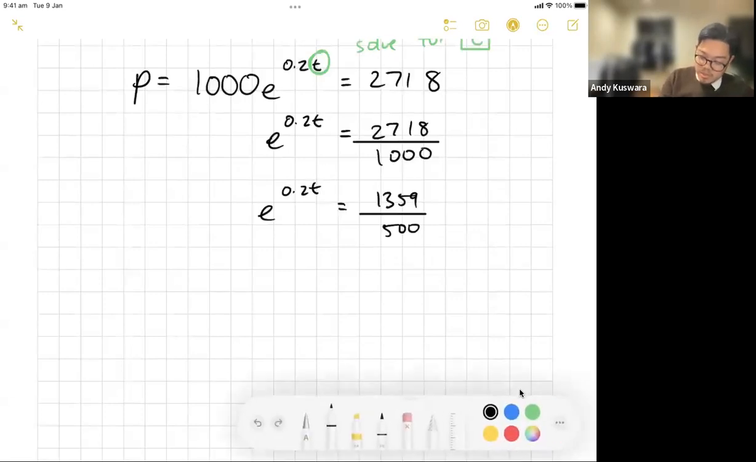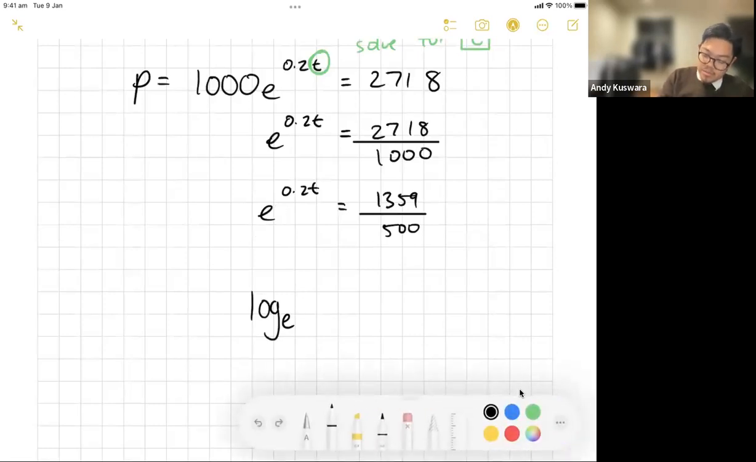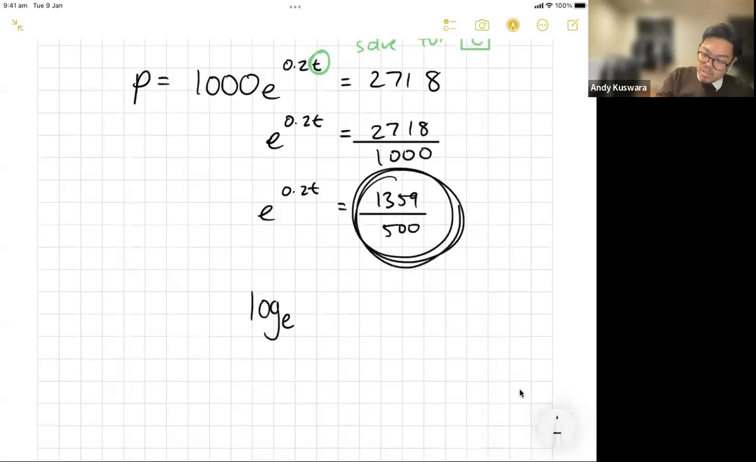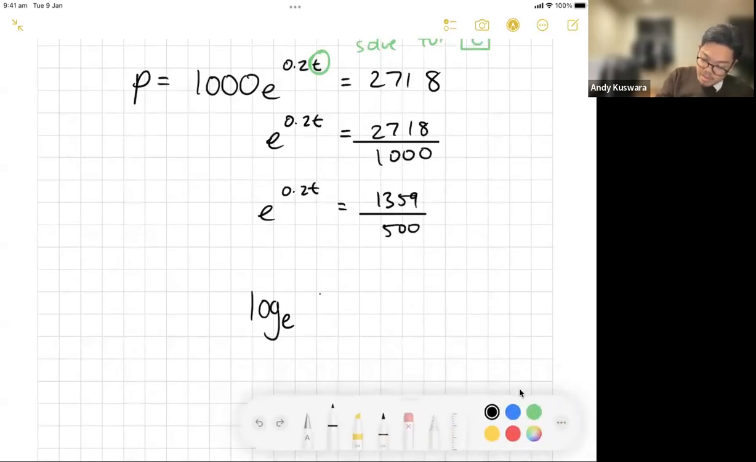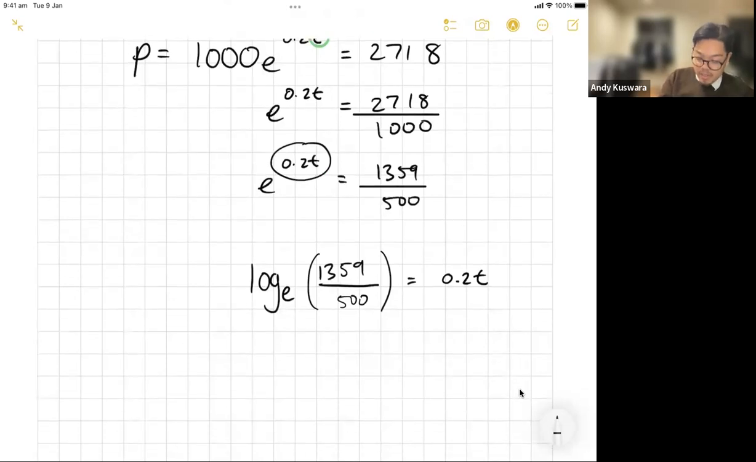Now, I'm trying to solve for t. I can't do that until it's not a power anymore. So what am I going to apply? I'm going to apply a log. So that means log of my base, which is e. Can you see that? There's my base, using a log of my numeral, which in this particular case is this guy, 1359 over 500, should equal my power, which is 0.2t. Okay, so I've just used the log. This is completely fine.